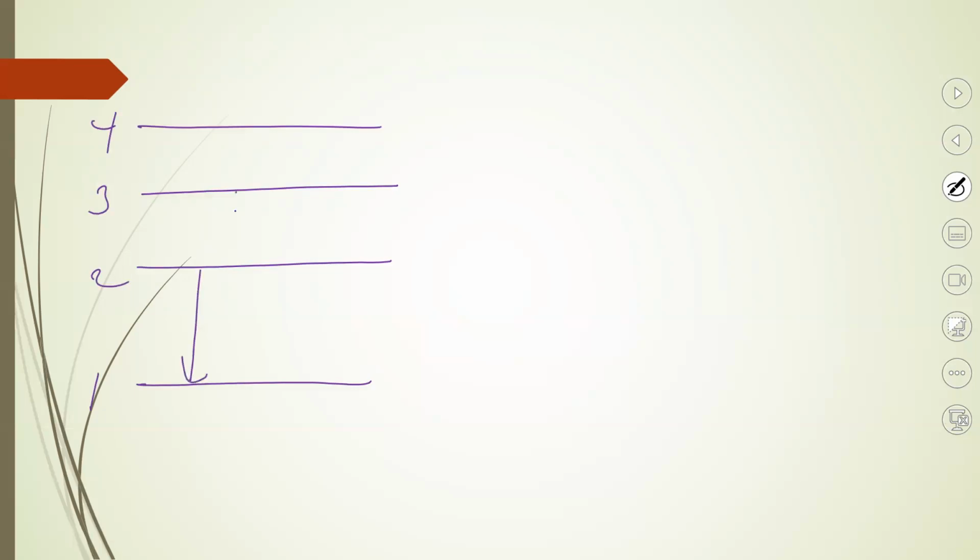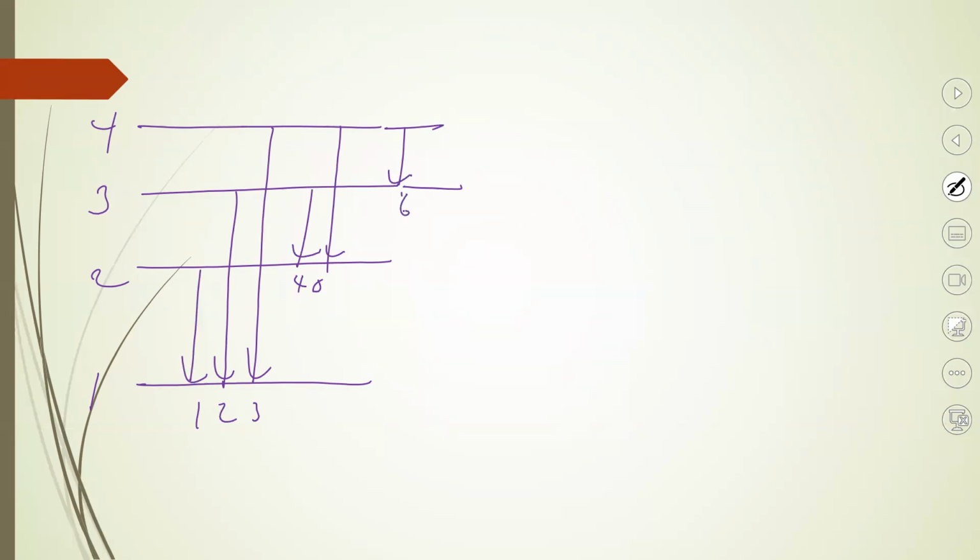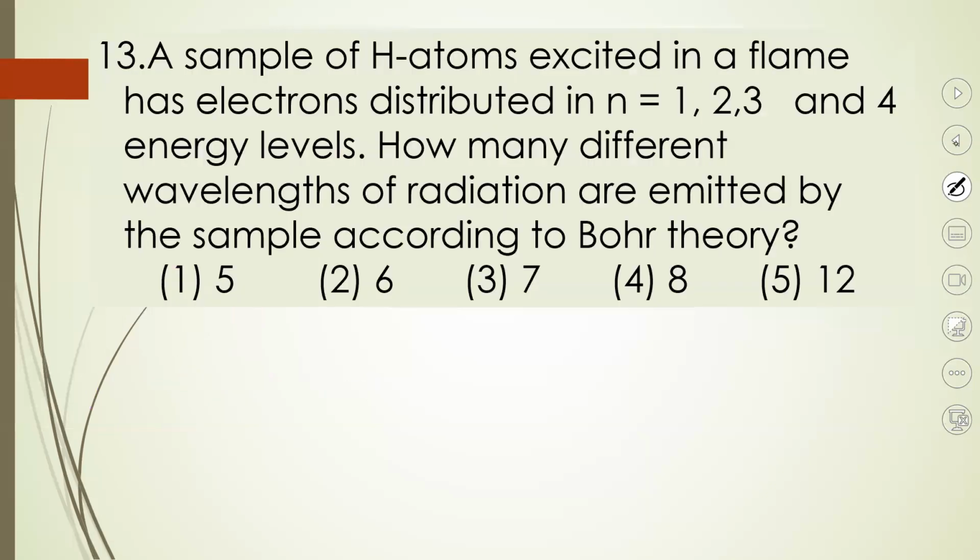There is a possibility of 3 lines from the top level. And some electrons may come from 3 to 2, and 3 to 1, that makes 5. Furthermore, from 4 to 3, another electron transition is possible, that makes 6. Then altogether 6 is the answer, right? Yeah, 6 is the correct answer. I think you may have understood that.